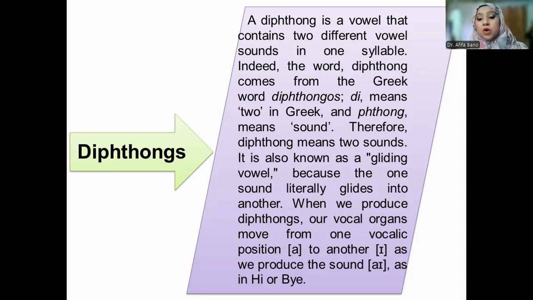When we produce diphthongs, our vocal organs move from one vocalic position to another vocalic position. For example, in order to produce a sound like /eɪ/, we produce the sound /e/, then what happens? The sound glides from one position to another position, /eɪ/. Now, as in the words like hi, bye.